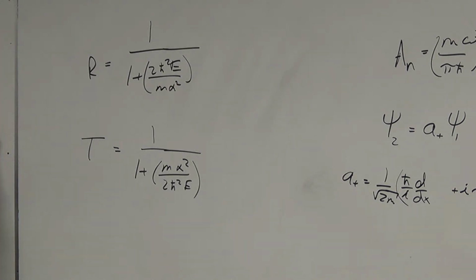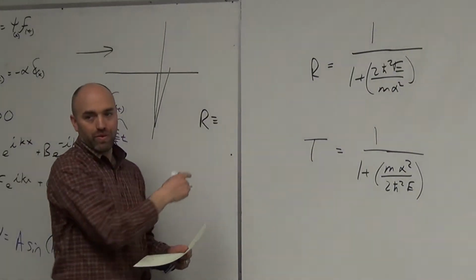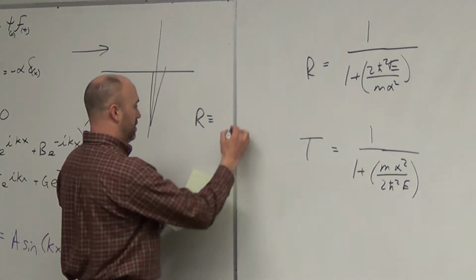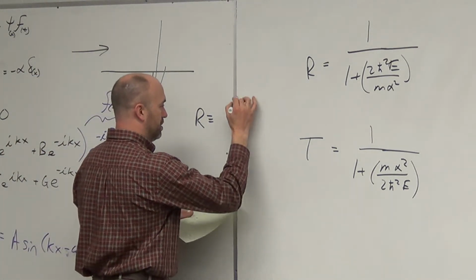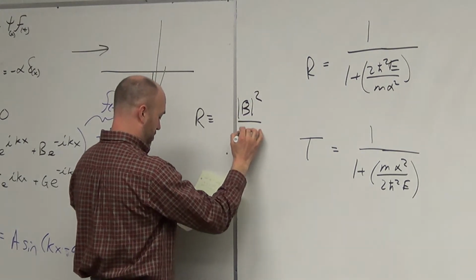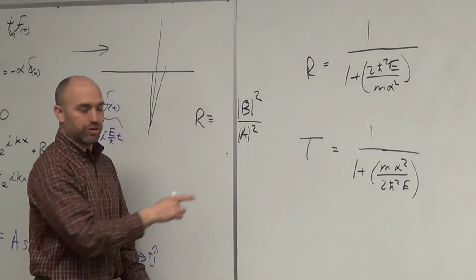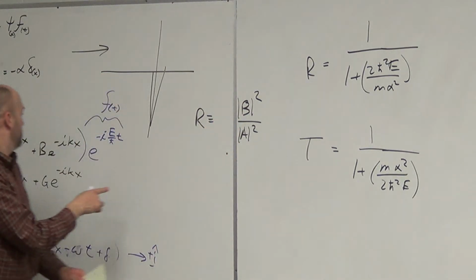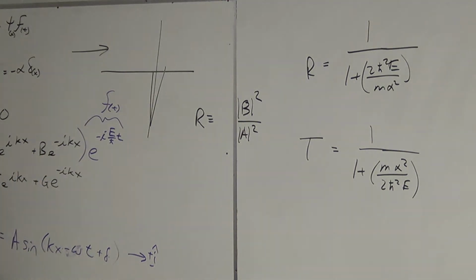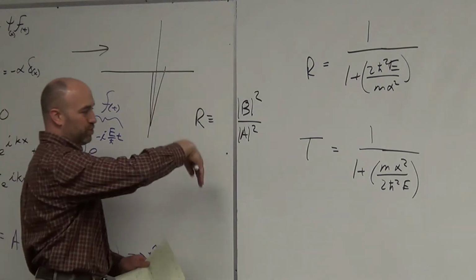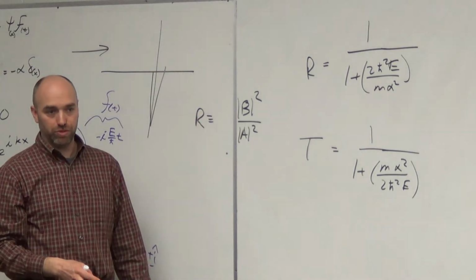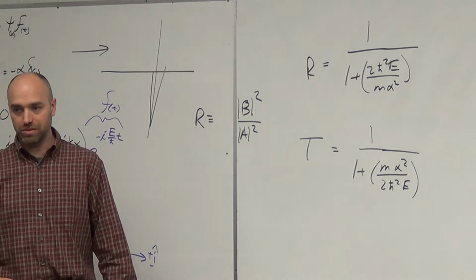Reflection coefficient, R, which tells you the ratio that bounces back. What I mean is B squared over A squared, the percent that bounces back compared to the amount that you sent in, right? Reflection divided by incident. And you do all the algebra, plug in all that stuff, you get this. I'll let you all do that algebra. It's algebra that I'm going to spend 20 minutes doing.